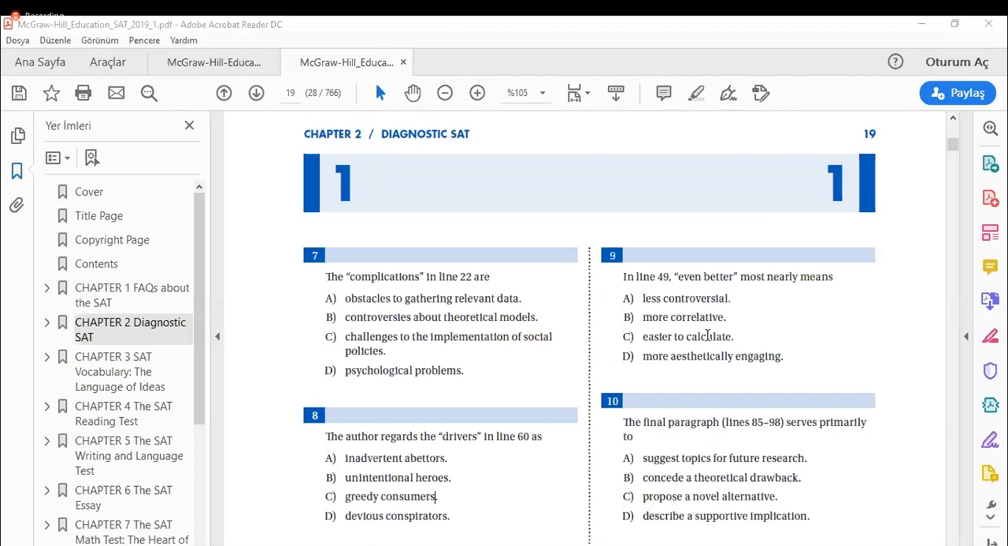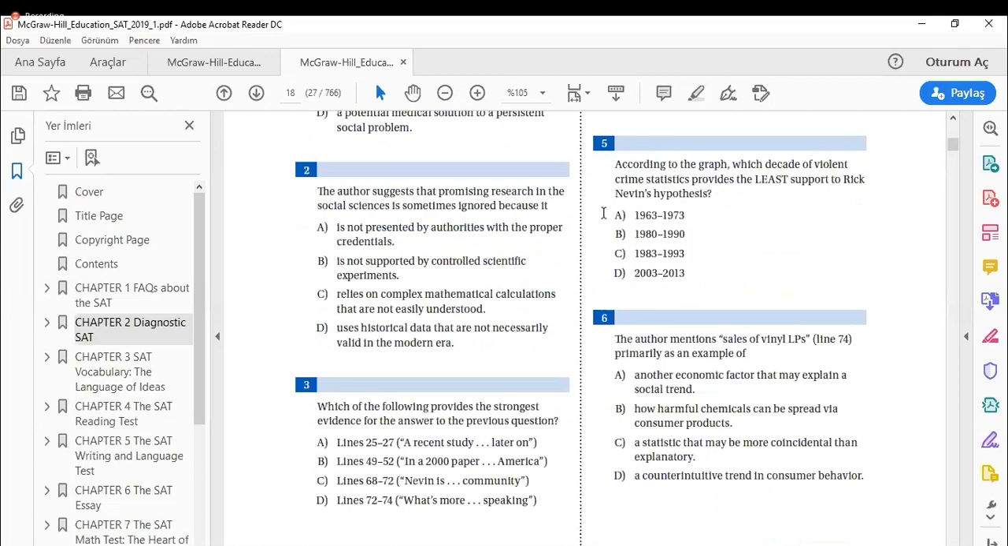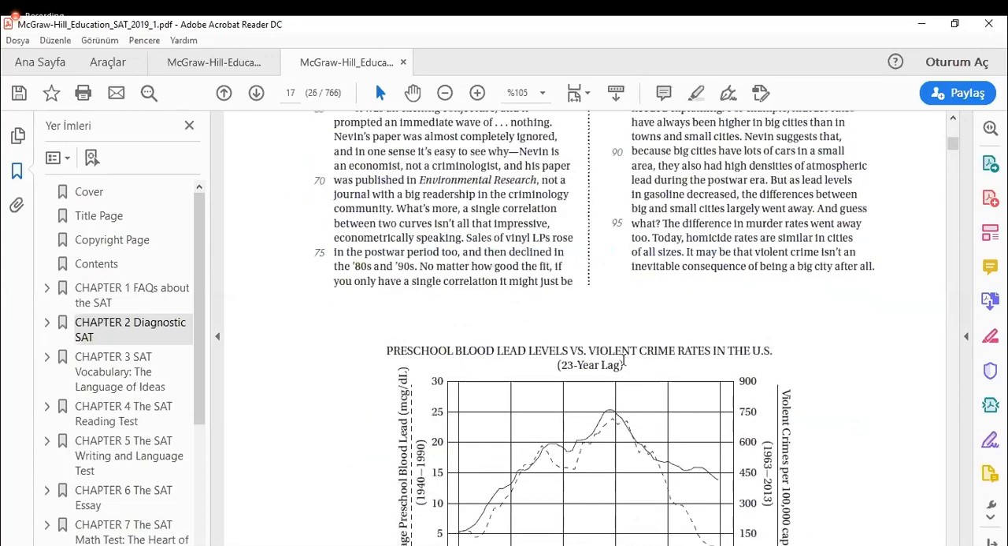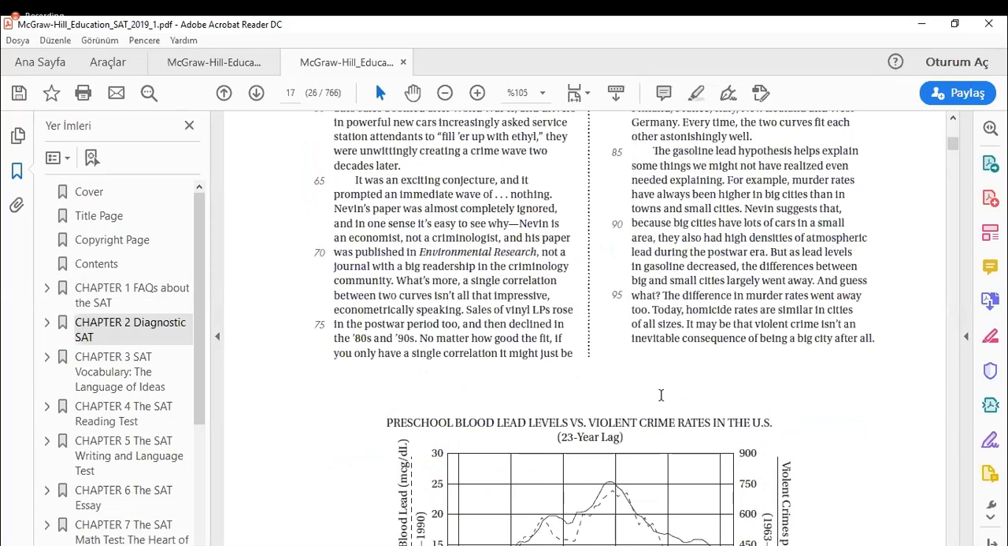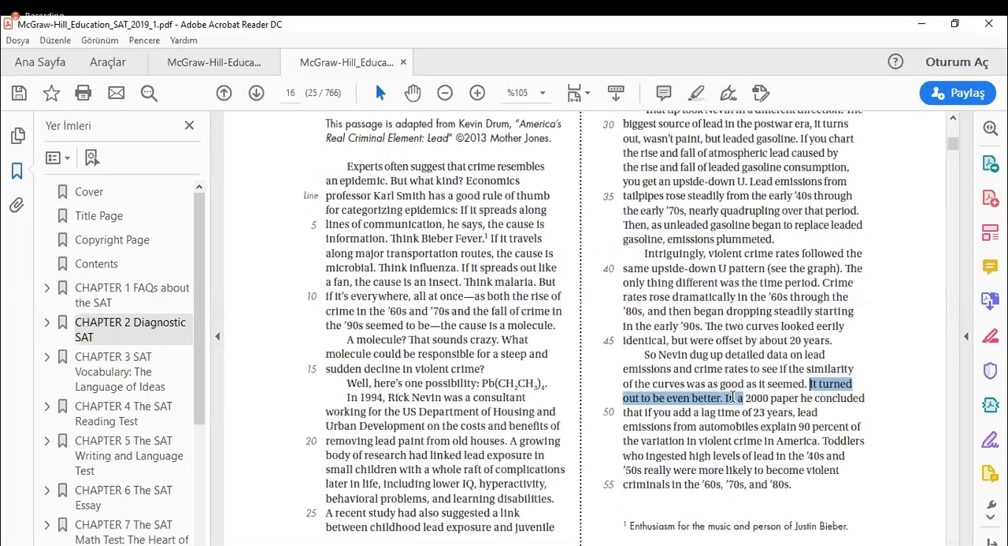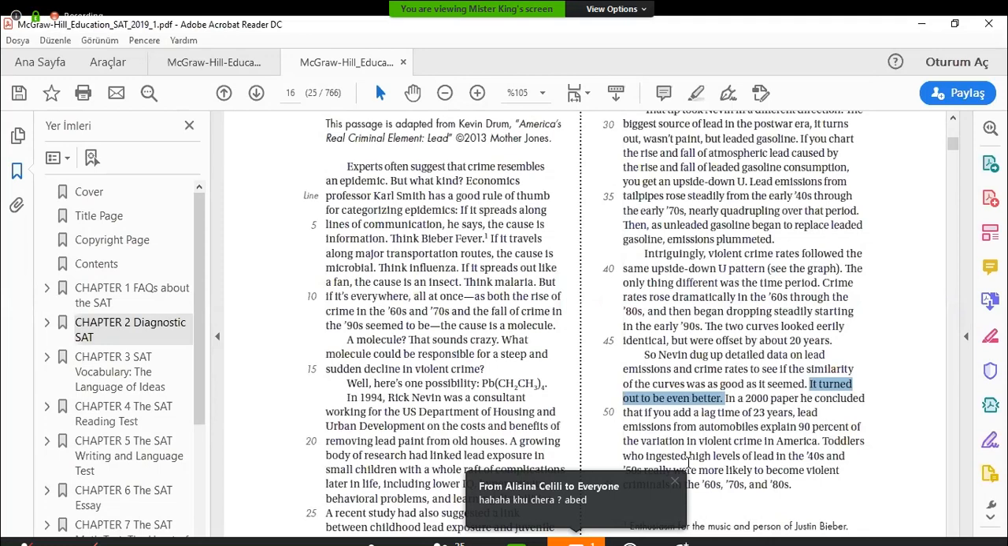It says heroes. They're not heroes. They're not greedy consumers. Normally, considering the situation, we could think that the author may have mentioned that, but this is not the fact for this passage. For maybe different passages, it could be a fact. And they're not devious conspirators. They're not involved in any conspiracy theory. So yes, definitely, you are right. And question number 9.